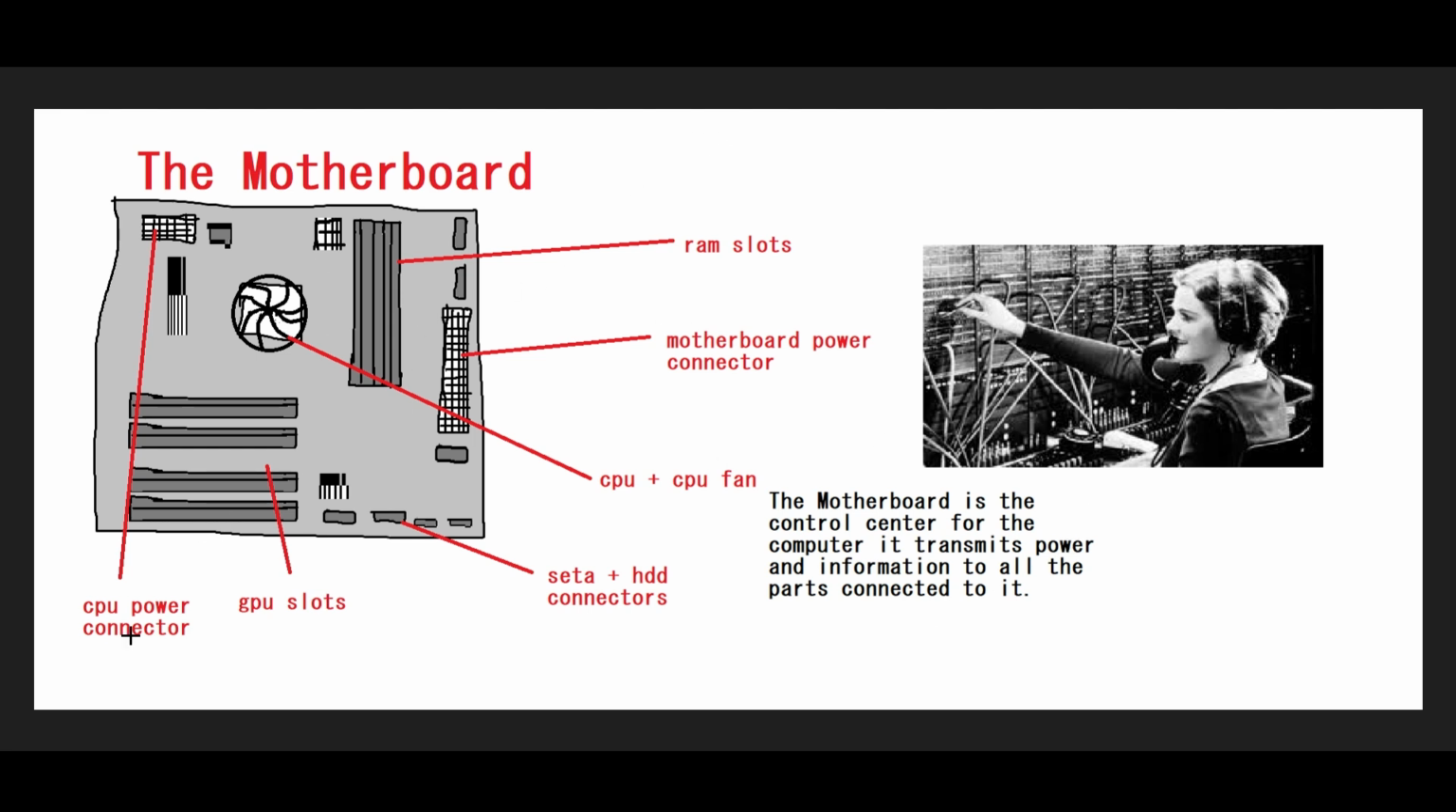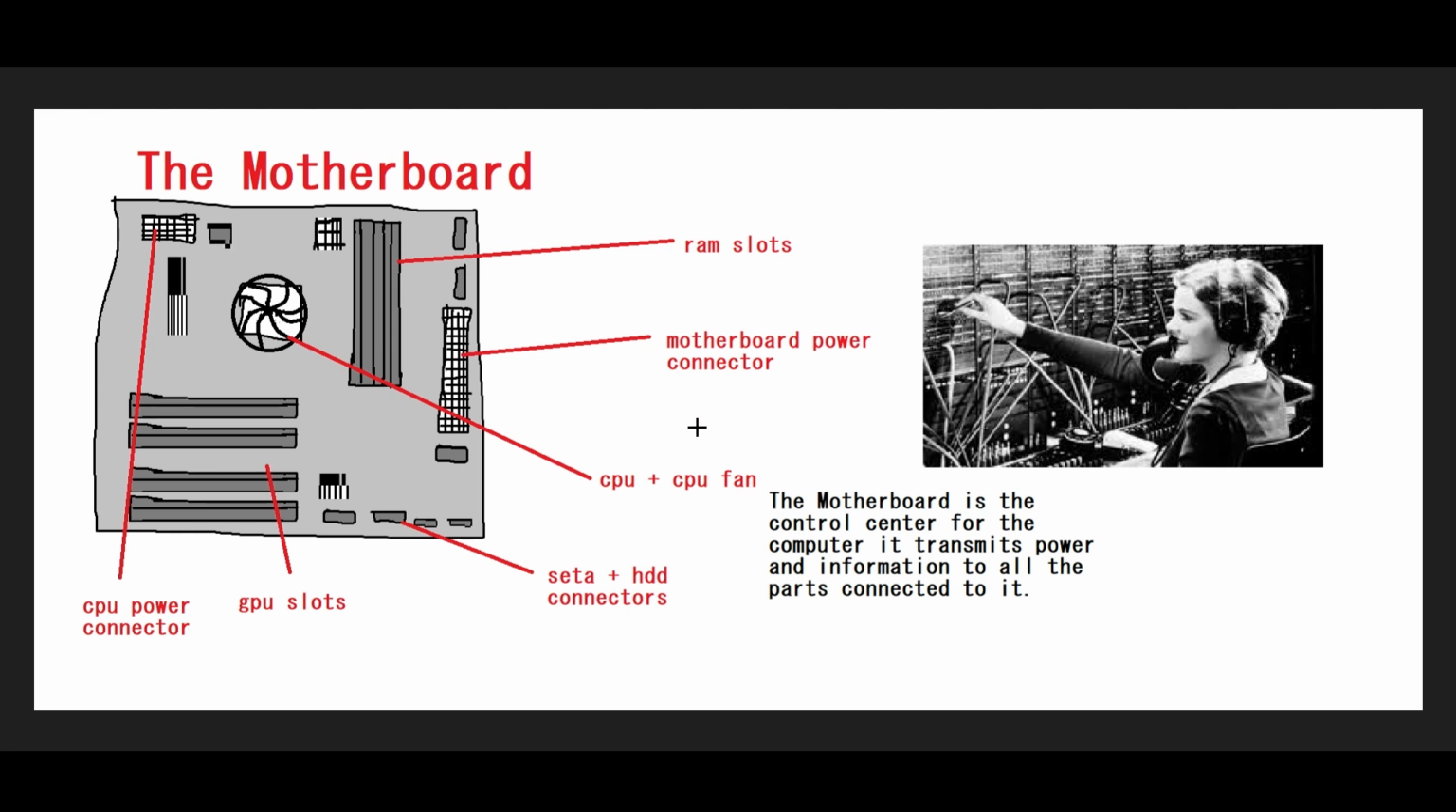Here we have a breakdown of all of the parts that we're really going to be talking about and where they plug in. So obviously the motherboard is a lot more intricate and detailed than this, but these are the main parts that will be necessary in order to have a basic working computer. As you can see here, we have the RAM slots, which we'll talk about later. The motherboard power connector, that's where the power would plug in. The CPU and the CPU fan goes right here. The SATA and HDD connectors, so that your storage would go here and plug in here. These are your GPU slots, so your graphics card would plug in here, and then your CPU power plugs in up here.